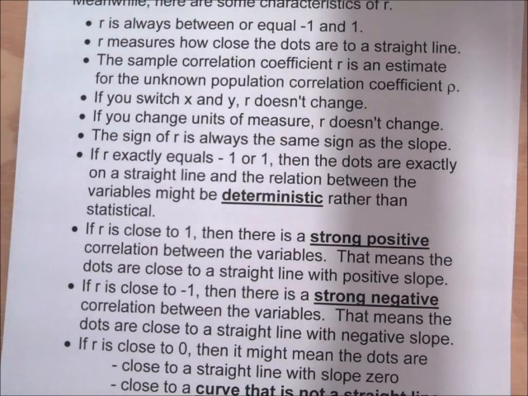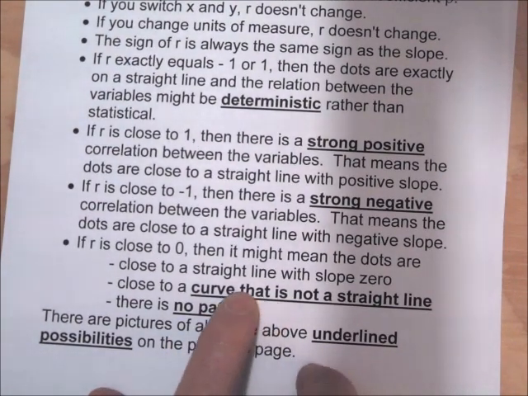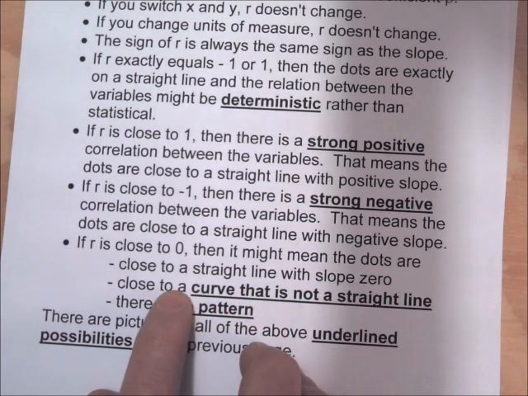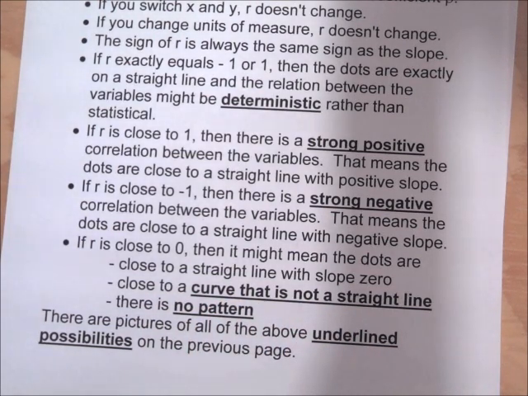If r is close to 0, there's several possibilities. It might be the dots are close to a straight line with 0 slope. It might be the dots are close to a curve that's not a straight line. It might be there's no pattern. So there's several possibilities there.